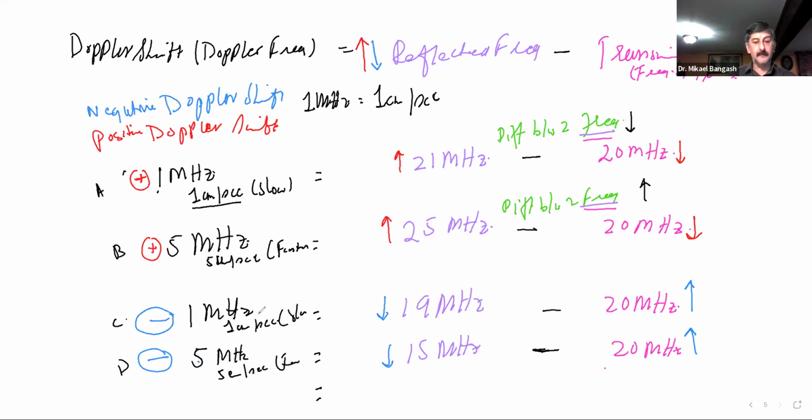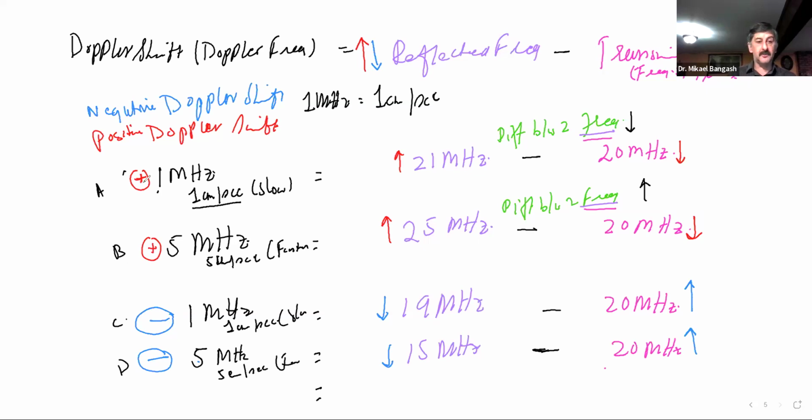How did we get that? Mainly due to the numerical difference between the two frequencies, which we just said was 1 megahertz. And we say, for each difference of 1 megahertz, that's going to mean that the blood moves at a speed of 1 centimeter per second.